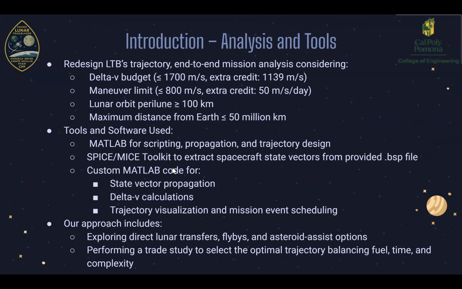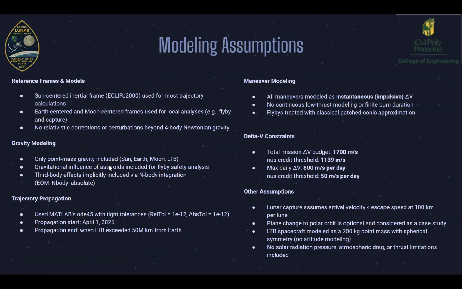This is an introduction to some of our analysis and tools used. We redesigned the Trailblazer's trajectory to meet the delta V and distance constraints using MATLAB and SPICE for data extraction and simulation, while exploring options including direct transfers, Earth flybys, and asteroid-assisted paths. Next slide, please.